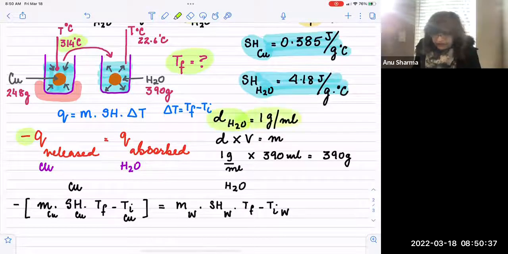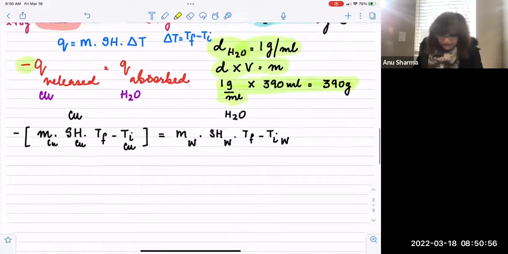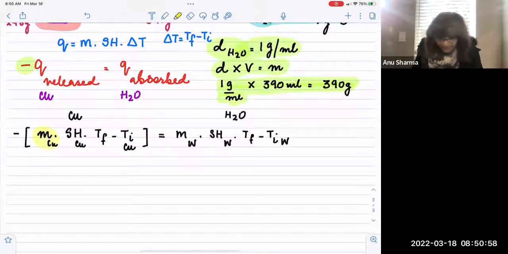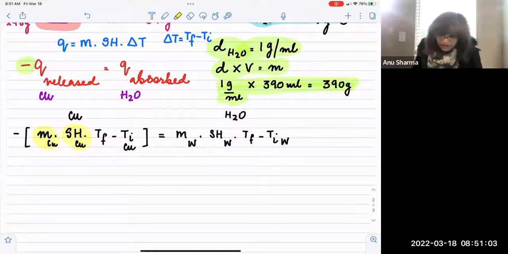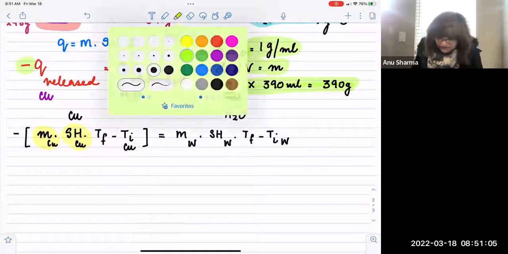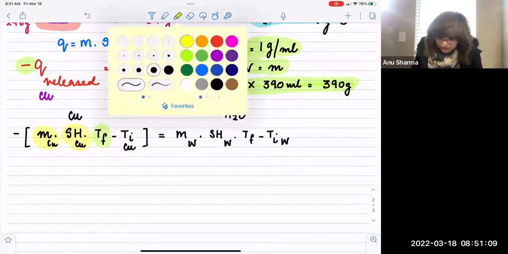The density of water is 1. So density times volume is equal to mass. So density times 390 mL is equal to 390 grams. So this is the term that you will use in this case, the mass of water. Now you take the mass of copper times the specific heat of the copper, that's the amount of heat that the copper could absorb. We need to find the T final, but we are given the initial temperature of copper.